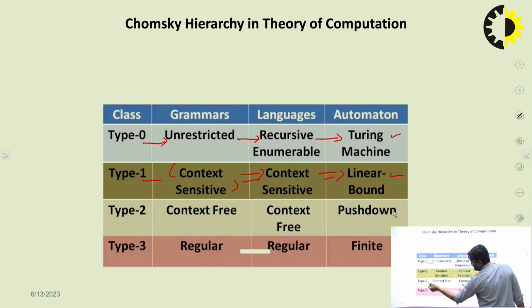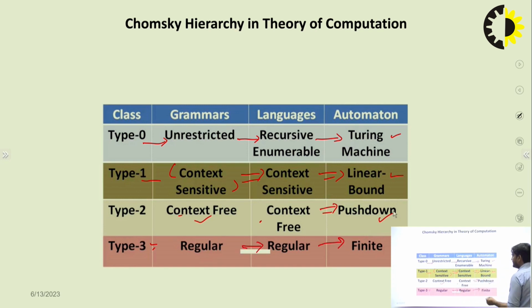Next, we discuss type 2. Type 2 grammar is also known as context free grammar. Context free grammar generates context free languages, and these languages are accepted by the pushdown automata. Next is type 3 grammar, also known as regular grammar. Regular grammar generates regular languages, and regular languages are accepted by finite automata such as NFA and DFA.